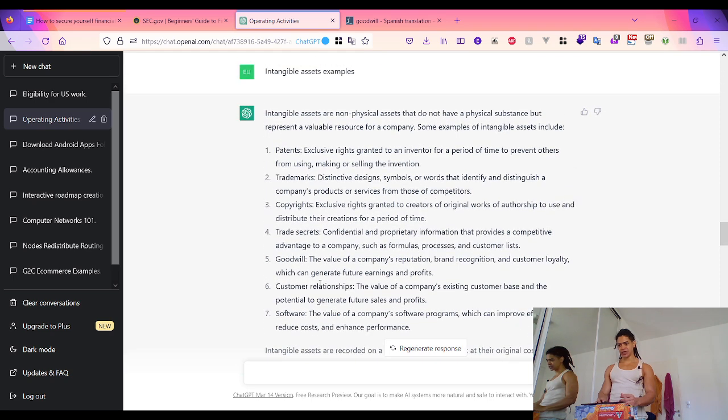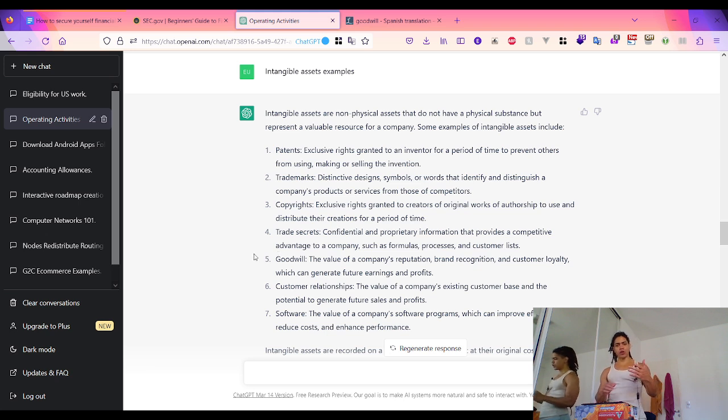And these intangible things, I will argue, provide more value than tangible assets over the long run. Because unlike those kinds of assets, most of the time they don't suffer from depreciation. In fact, they can reinforce themselves. Patents, copyright, trademarks, trade secrets, goodwill, customer relationships, and software.